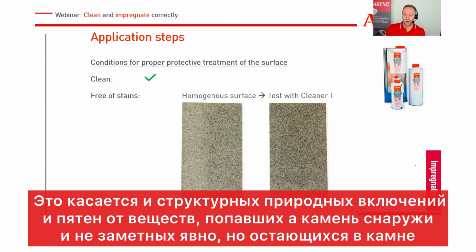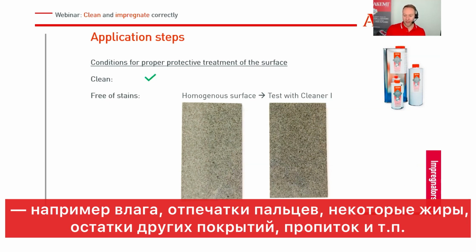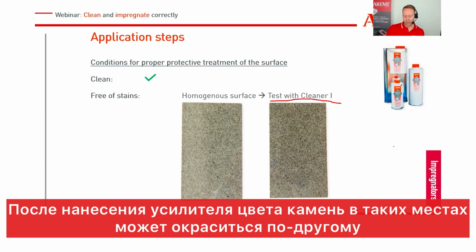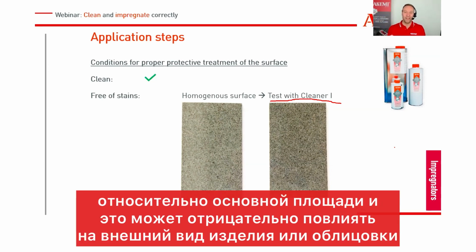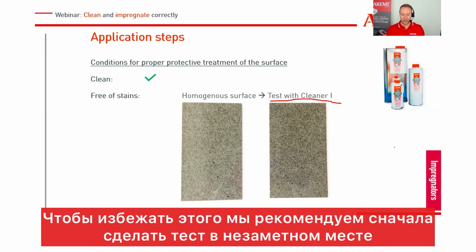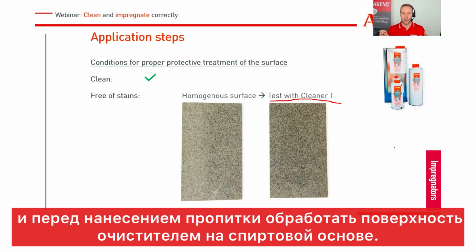To avoid that, we recommend, especially for expensive objects like tables, countertops, kitchen countertops, to make a test or clean the surface first with our Cleaner Eye. This is an alcoholic cleaner. You apply it homogeneously on the whole surface. It has more effects, I think four different effects. First of all, it takes off a little bit of residues from fingerprints, etc. The second one is it removes a little bit of remaining humidity in the stone when it evaporates.